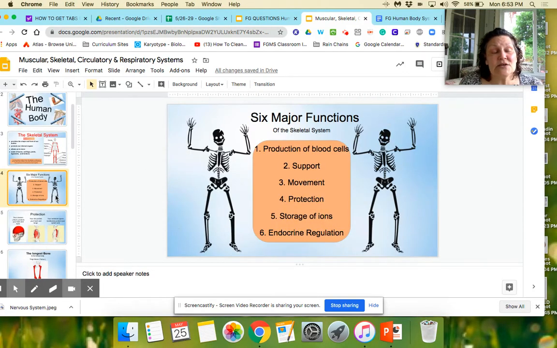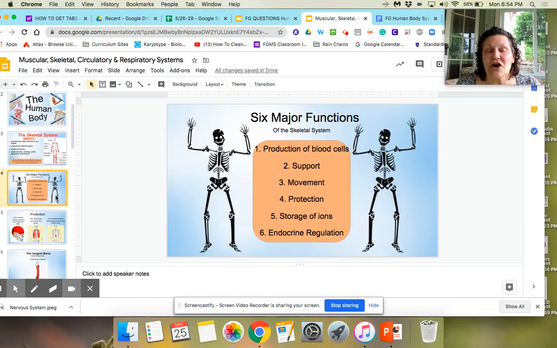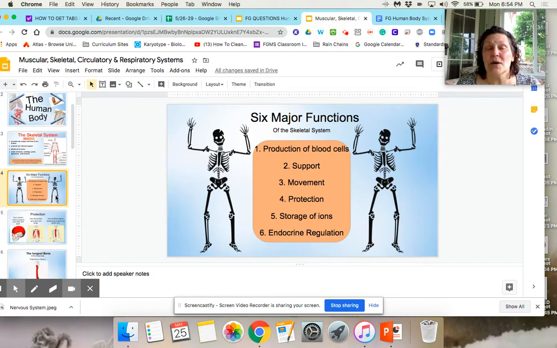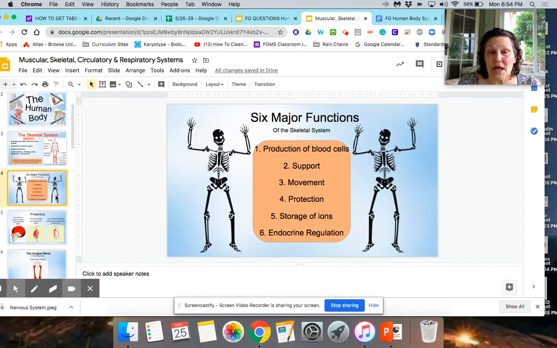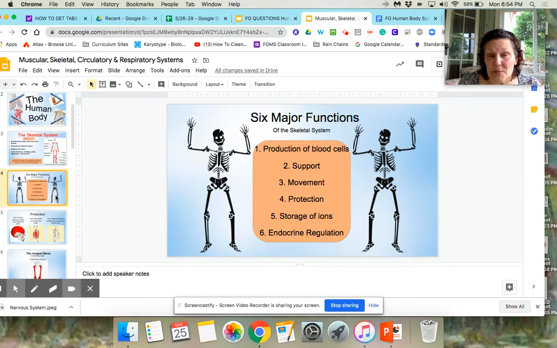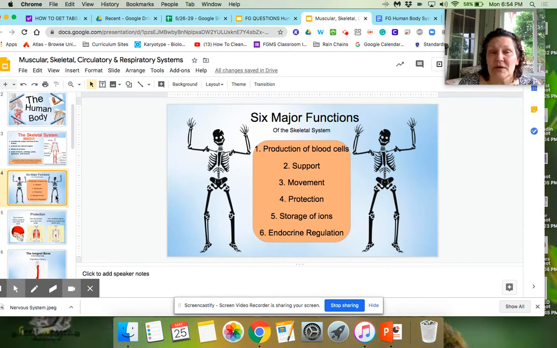So when we go to the next slide, which is slide number 4, we look at the six major functions. Production of blood cells is an incredibly important function of bones. In long bones, there is a lot of bone marrow, and bone marrow is actually where blood cells are produced. So if you hear of someone who needs a bone marrow transplant, this is the reason why. The bone marrow transplant will allow them to have functioning marrow that will actually make good red blood cells.